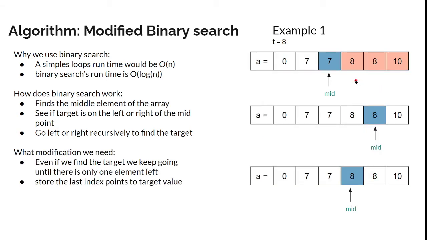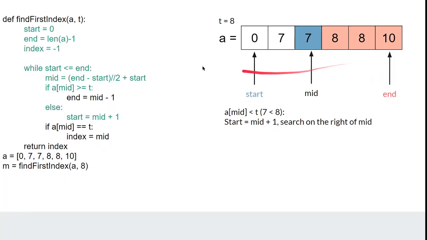The modification we need is to keep going even if we find the target until there's only one element left, and we store the last index that points to the target value in a variable. So we create a function called firstIndex where we pass in A, the array, and T, the target.